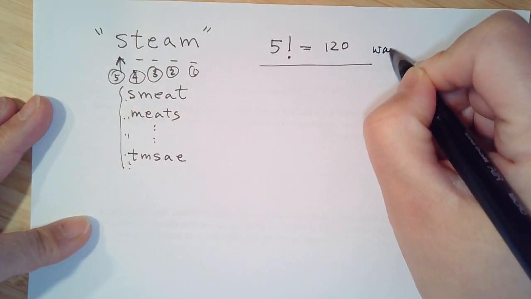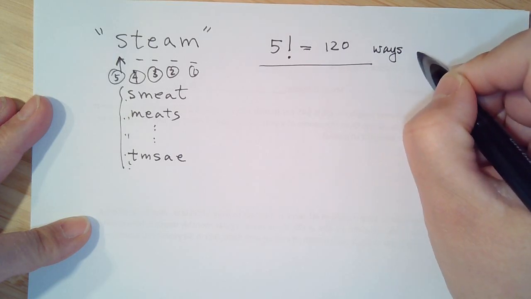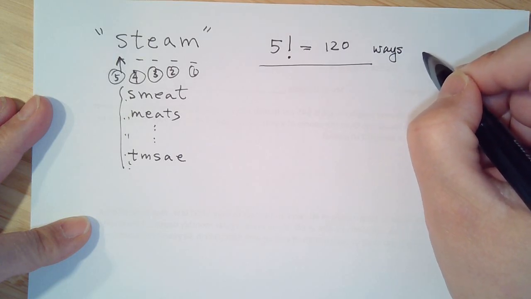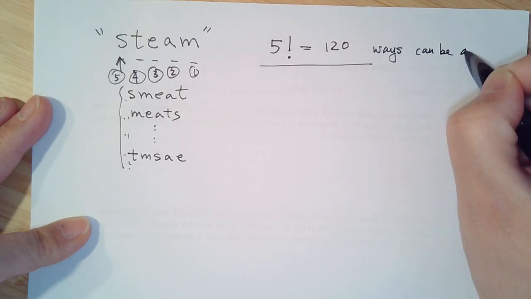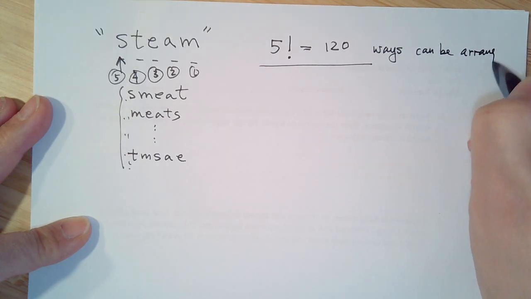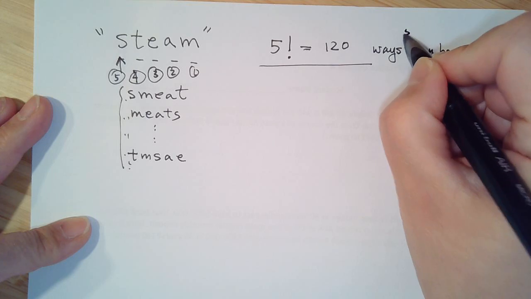So that's how many different ways, 120 ways, this many ways this can be arranged, with 5 letters.